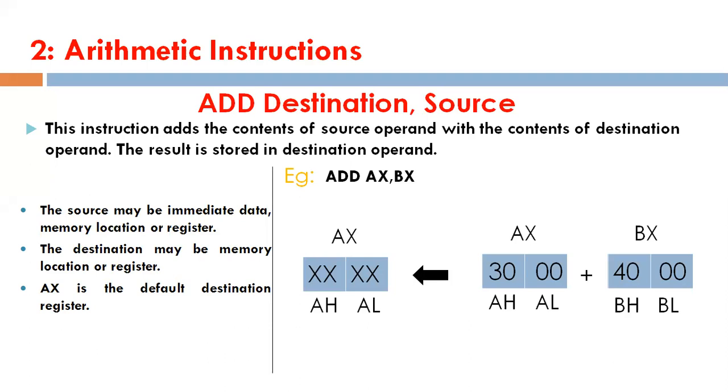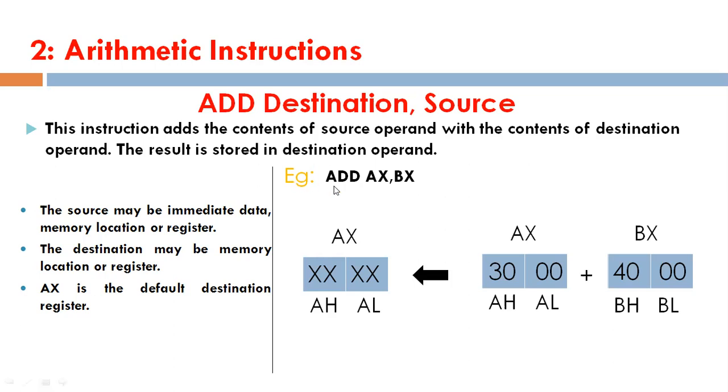This instruction adds the contents of the source operand to the contents of the destination operand, and the result is stored in the destination operand. Here the source operand may be immediate data, a memory location, or a register, and the destination operand should be a memory location or a register. Here AX is the default destination register.